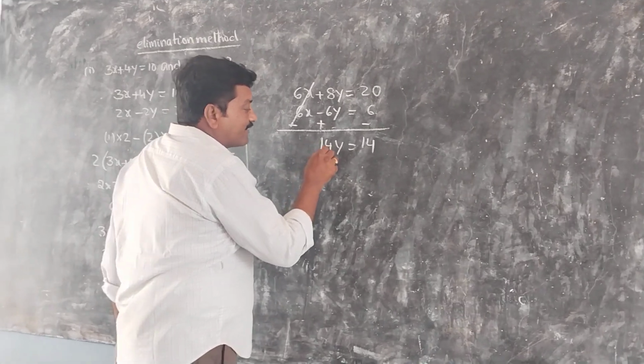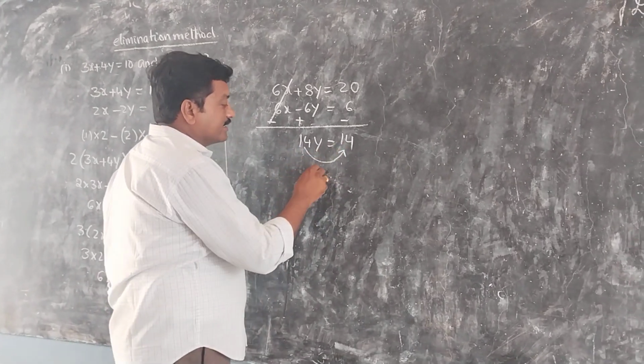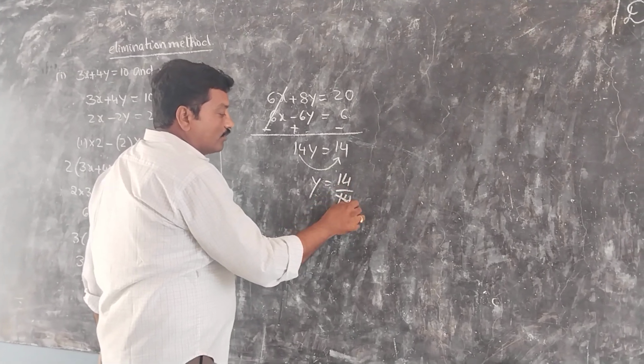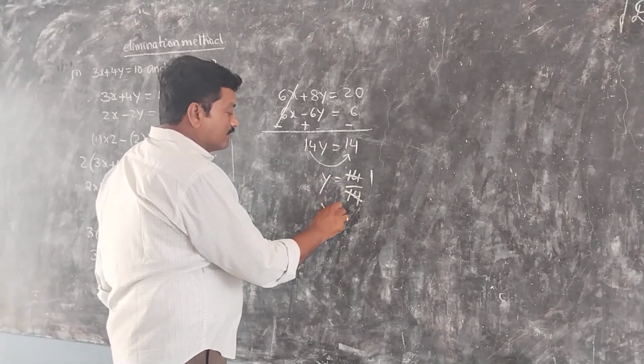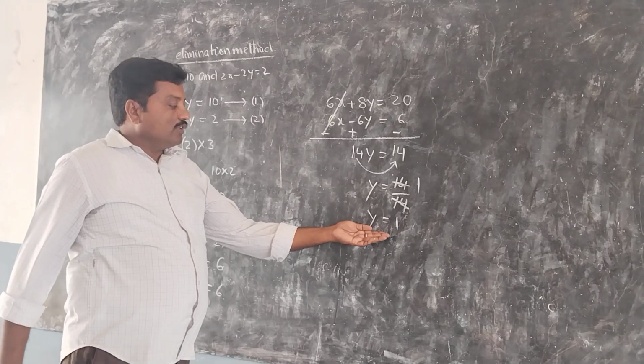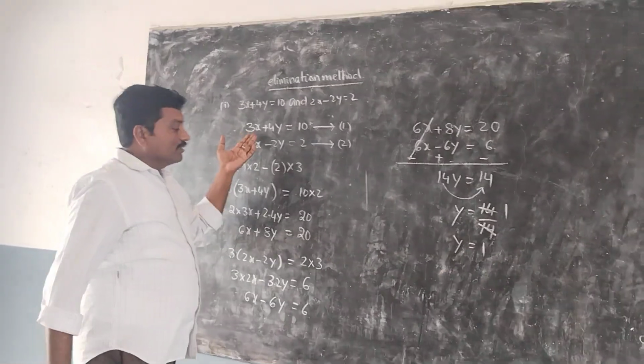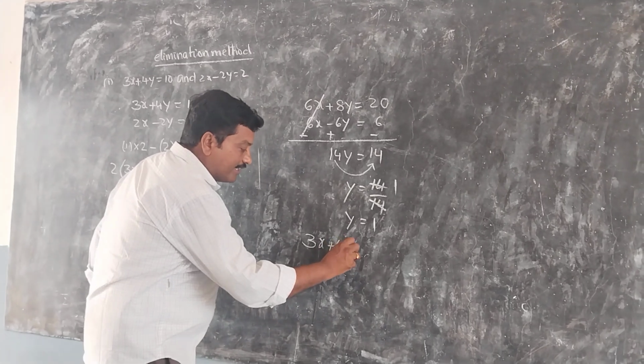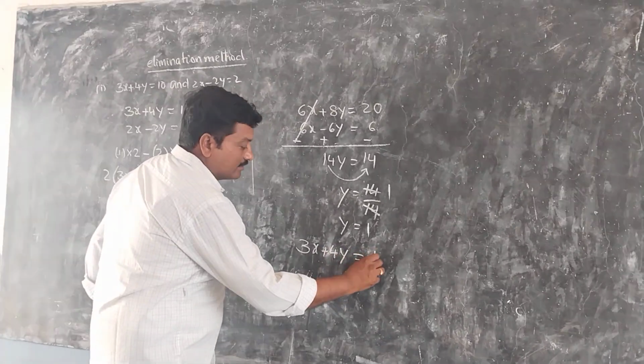Here 14 is multiplied, so it is transposed to the right hand side as division. 14 divided by 14, 14 ones are 14. So y value is 1. Now we substitute it in equation 1 to find the x value: 3x plus 4y equal to 10.